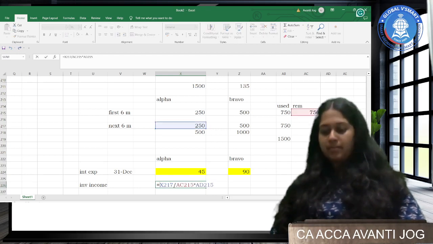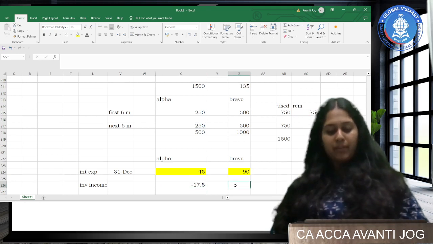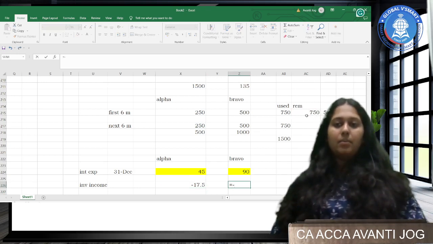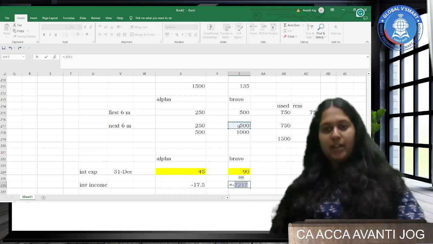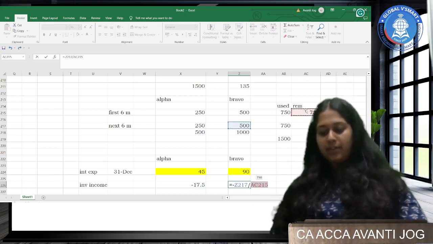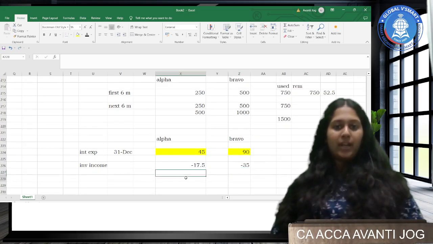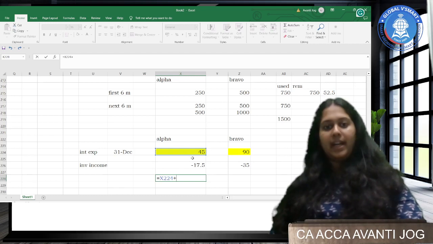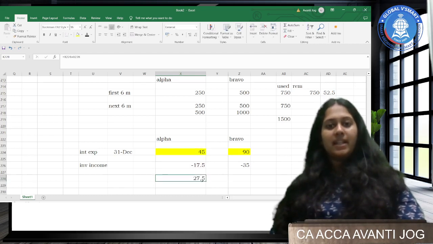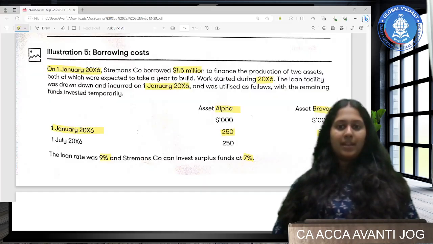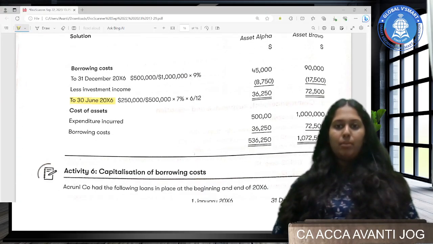Investment income se 17.5, ye hum minus kar denge interest expense se. Bravo on the other hand ke idle funds 500 hai out of 750. Investment income kitna? 52.5. So Bravo ke kitne kam honge? 35, correct? So capitalized expense kitna hai? Jo bhi net hai wo Alpha ka capitalized hai, jo bhi net hai wo Bravo ka capitalized hai. Okay, I hope both of this is clear.